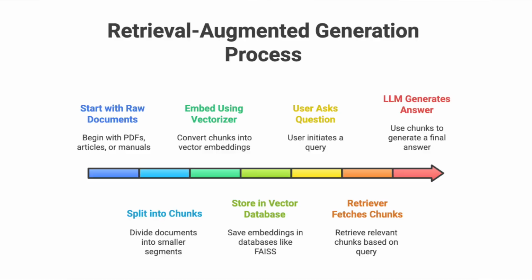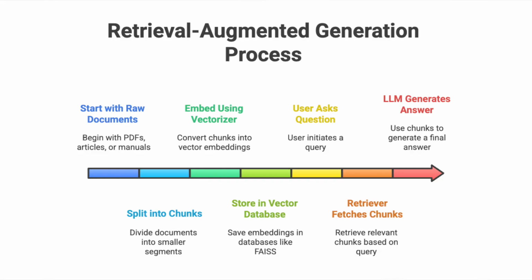So we will see the RAG architecture. We will break down how RAG works under the hood. So the first is we start with raw documents like PDFs, articles, manuals, etc. Then we split them into chunks, and after that we embed them using a vectorizer like BERT or sentence transformers, and then we store the embeddings in a vector database like FAISS, Weaviate or Chroma.